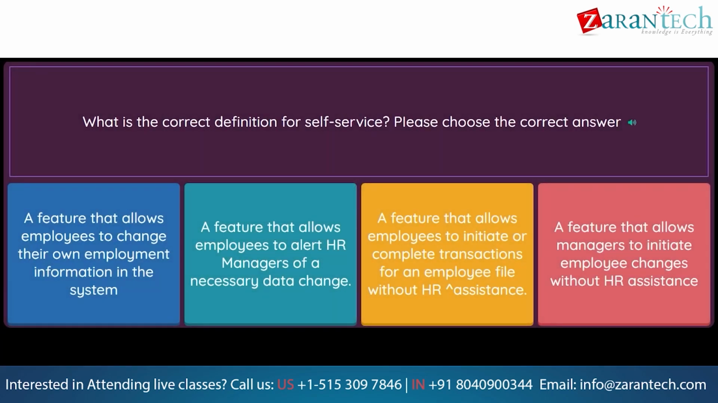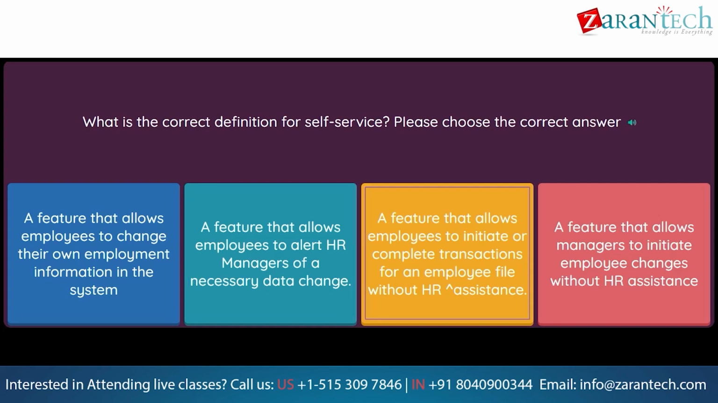Question, what is the correct definition for self-service? Please choose the correct answer. Option 1, a feature that allows employees to change their own employment information in the system. Option 2, a feature that allows employees to alert HR managers of a necessary data change. Option 3, a feature that allows employees to initiate or complete transactions for an employee file without HR assistance. Option 4, a feature that allows managers to initiate employee changes without HR assistance.